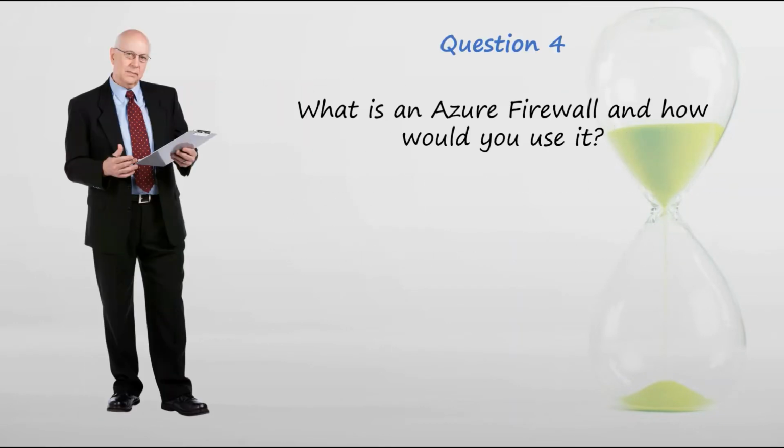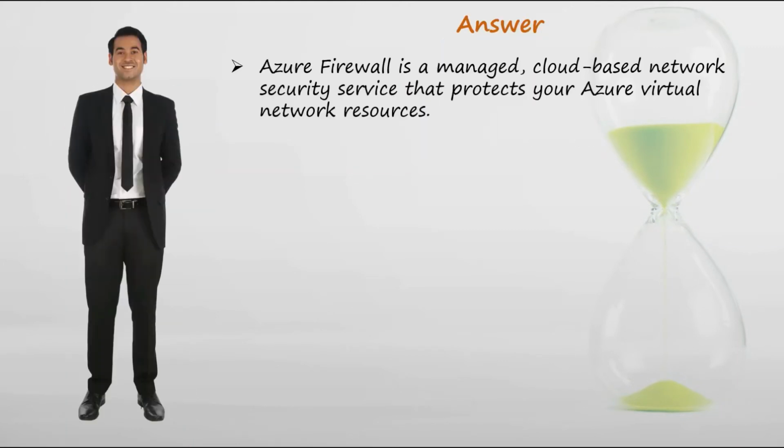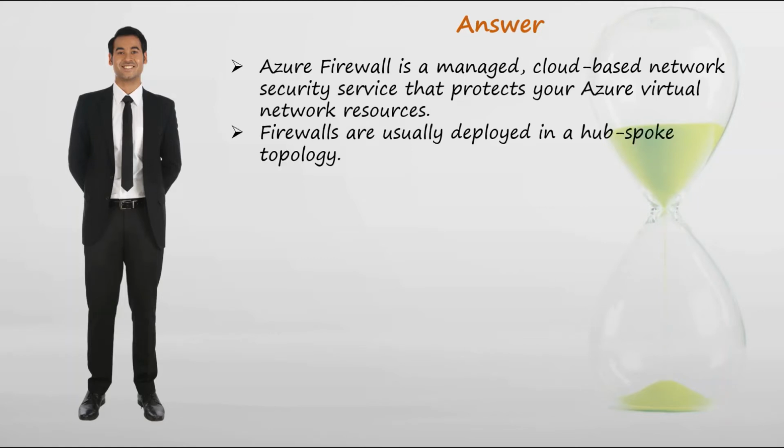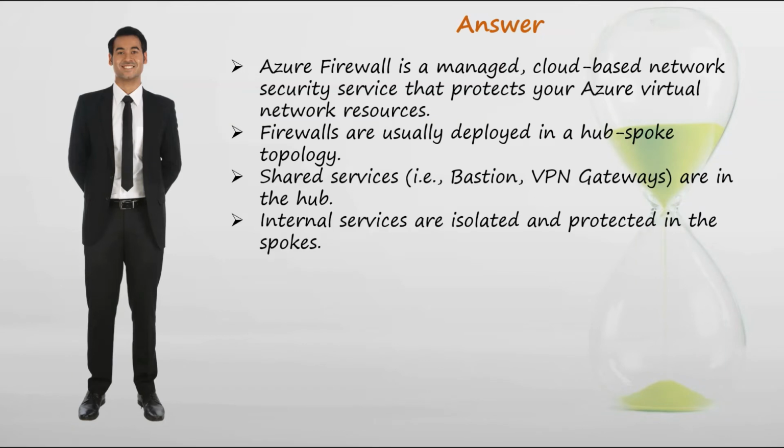What is an Azure Firewall and how would you use it? Azure Firewall is a managed, cloud-based network security service that protects your Azure virtual network resources. Firewalls are usually deployed in a hub-spoke topology. Shared services, that is, Bastion and VPN gateways, are in the hub. Internal services are isolated and protected in the spokes.